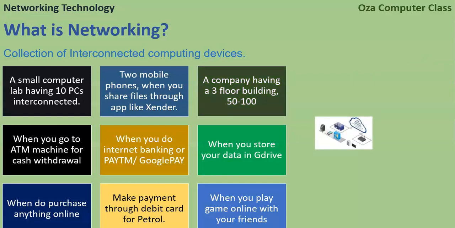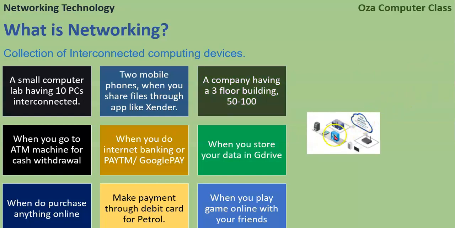Another example can be a company having a 3-4 floors building. Each of the floors has maybe 100, 150 computers, and these floors are connected to each other to share resources. Maybe you want to share files with your colleagues working on the same project. And it can be a school campus where there are different buildings, a computer lab or admin building or different classes, and they are all connected to each other. This is also networking.